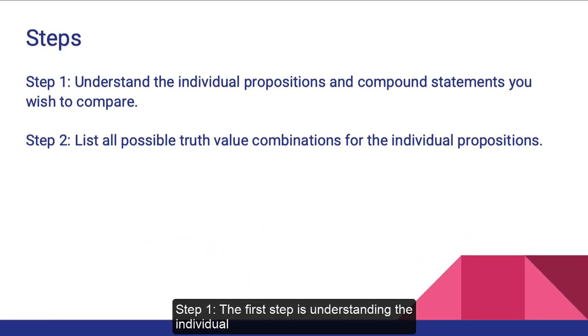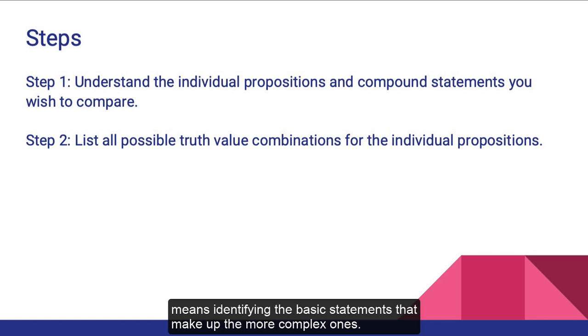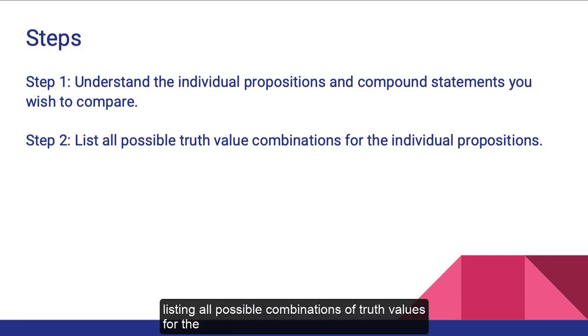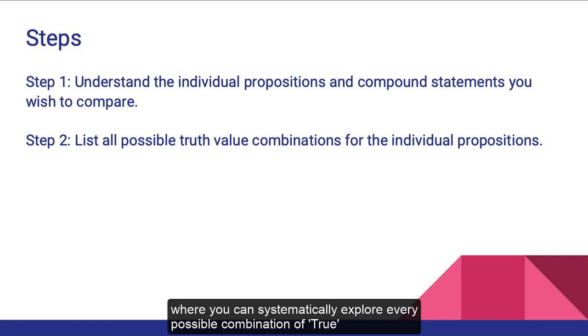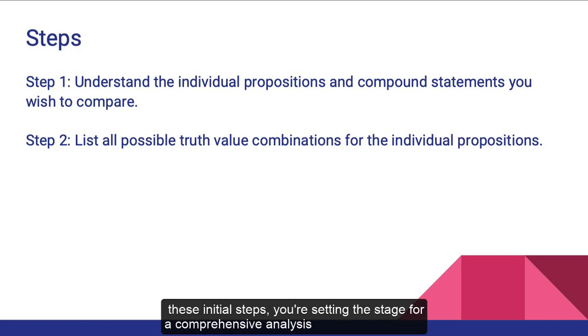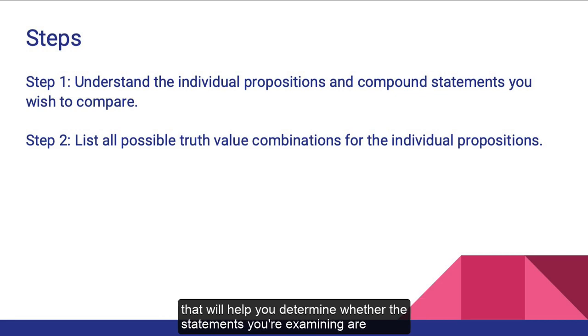Step 1. The first step is understanding the individual propositions and compound statements you want to compare. This means identifying the basic statements that make up the more complex ones. The clearer you are about these elements, the easier the subsequent steps will be. Step 2. The second step involves listing all possible combinations of truth values for the individual propositions. This usually means creating a table where you can systematically explore every possible combination of true and false for each basic statement. By completing these initial steps, you're setting the stage for a comprehensive analysis that will help you determine whether the statements you're examining are logically equivalent or not.